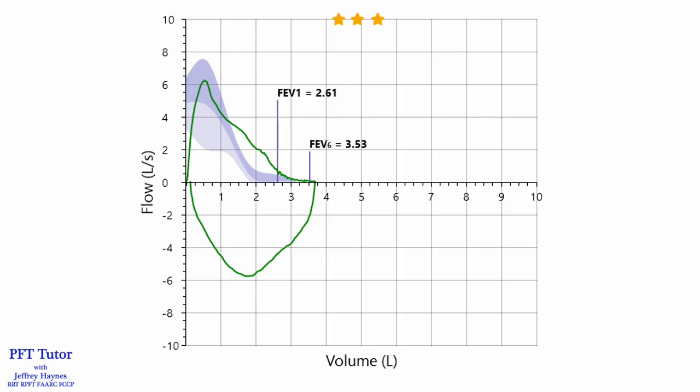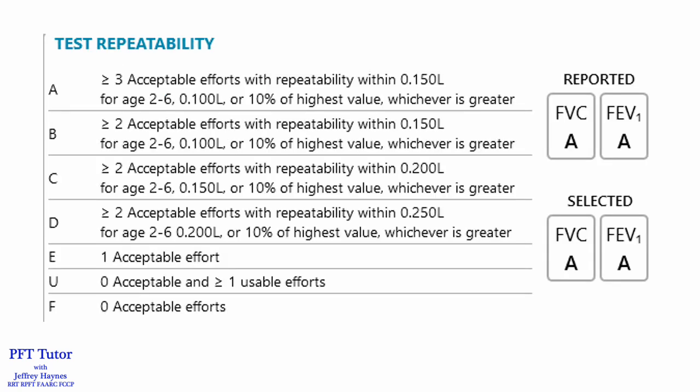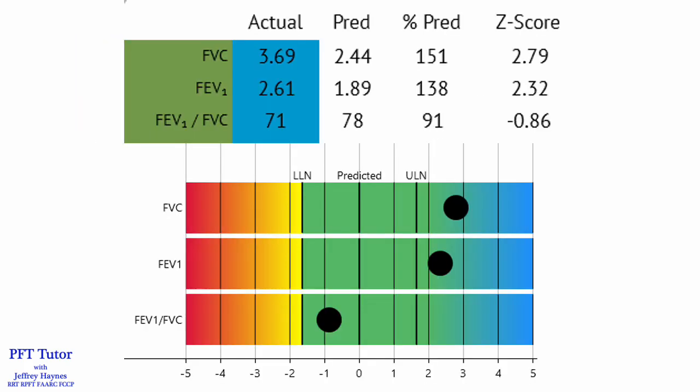No obvious errors. And this particular measurement had no errors. It passed all of the ATS-ERS acceptability criteria. And test repeatability scores were A for both FVC and FEV1. However, what captured my attention was the fact that the z-scores for FVC and FEV1 were above the upper limit of normal, with z-scores higher than 2. The percent predicted were also on the high side at 151 and 38%.